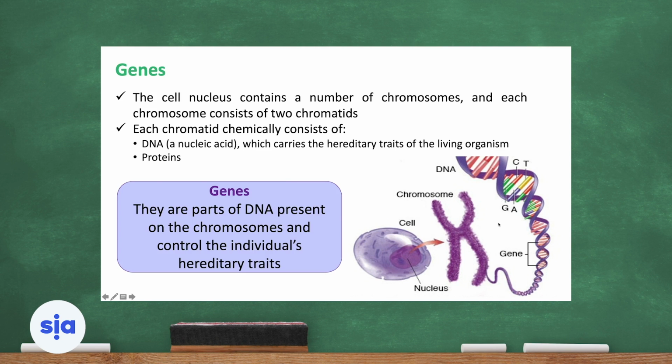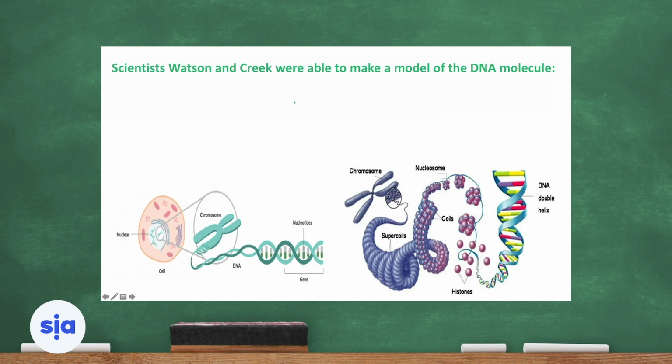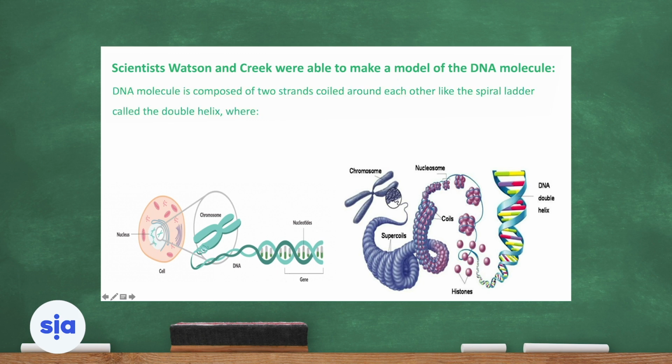The genes are part of the DNA, a segment of the DNA. So genes are parts of DNA present on the chromosomes, and they control the individual's hereditary traits. The two scientists, Watson and Crick, were able to make a model of the DNA molecule. The DNA molecule is composed of two strands coiled around each other like a spiral ladder, called the double helix.